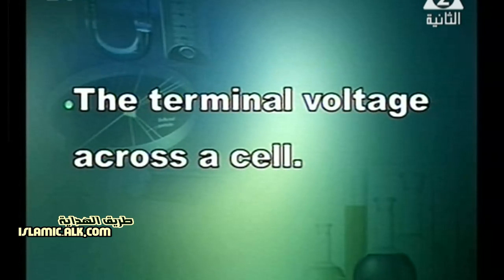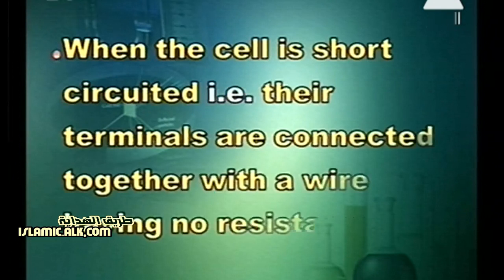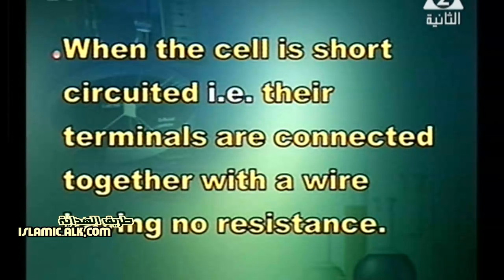When does the terminal voltage across a cell equal 0? When the cell is short-circuited. What does it mean, short-circuited? When the terminals are connected to a wire of 0 resistance, a wire having no resistance, we say the cell is short-circuited. Then the terminal voltage equals 0.